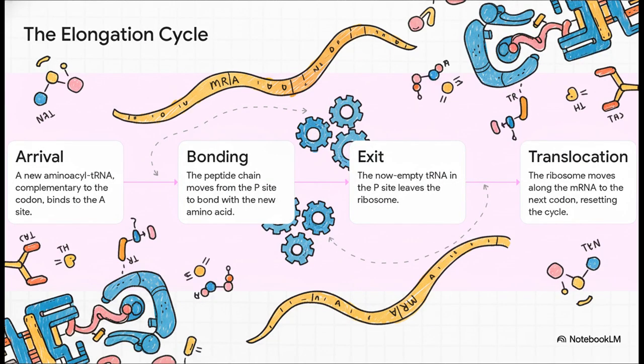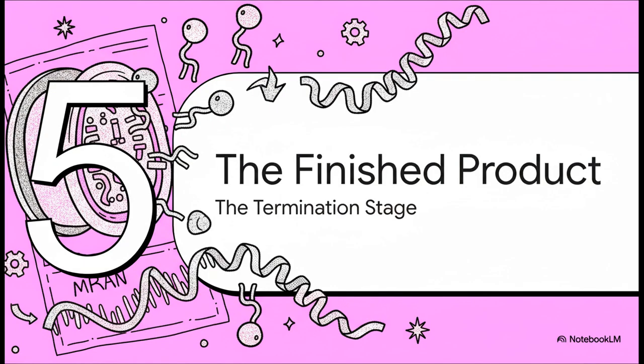And here's that cycle in action. Step 1, a new tRNA delivery truck arrives at the open A site. Step 2, the factory links the protein chain from the P site over to the new amino acid. Step 3, the now empty tRNA gets kicked out of the P site. And step 4, the whole ribosome shuffles down exactly 1 codon, 3 bases on the blueprint. And get this, it isn't happening in slow motion. This factory is adding about 20 amino acids to the chain per second. It's unbelievably fast. So this chain just keeps growing and growing, adding link after link.